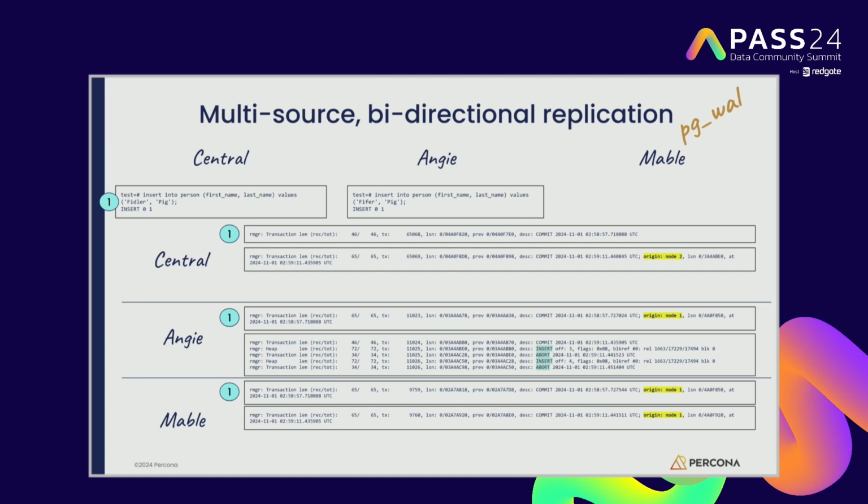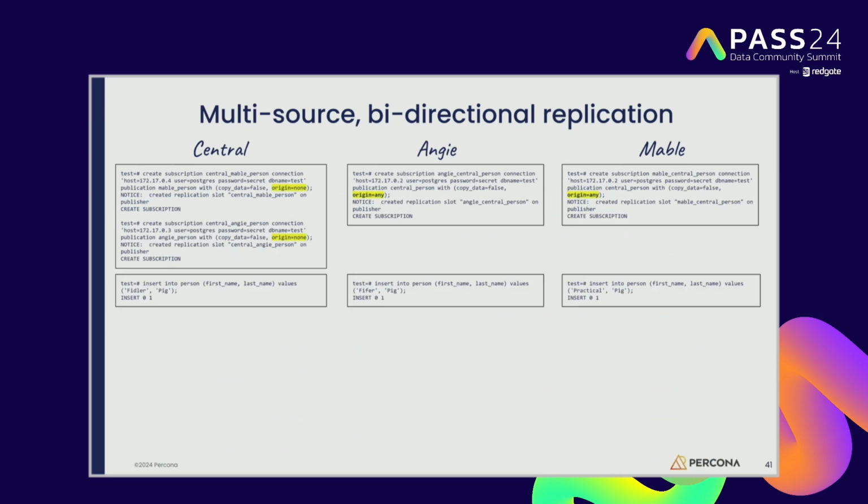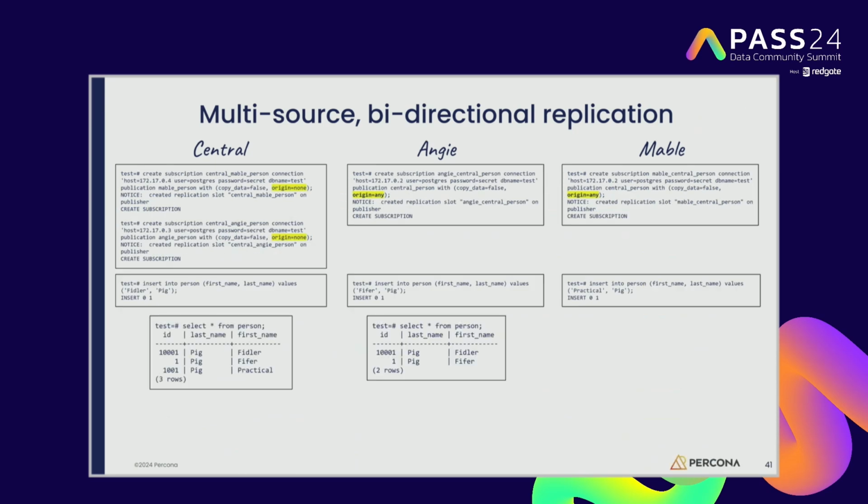So it has an origin that is not itself, right? So that's insert number 2. And when I do the same insert on Mabel, I get the exact same thing that happened with Angie. And if I look at my list of persons on all 3 servers, it's a bit different from what we had before.